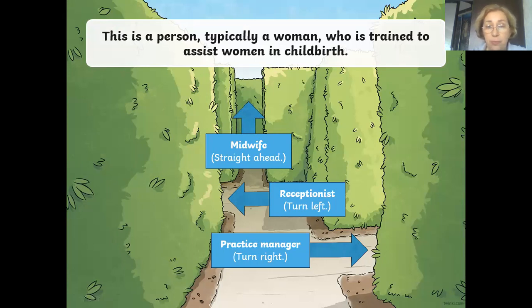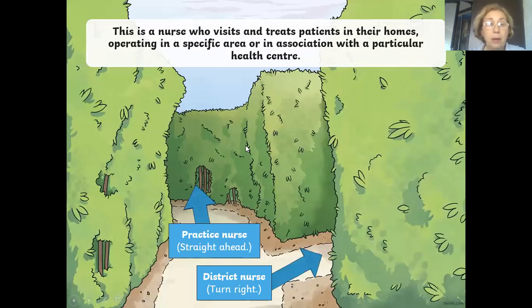Then this is a person, typically a woman, who is trained to assist women in childbirth. Is it midwife, receptionist, or midwife? Midwife. And we should go straight ahead. Well, this is a nurse who visits and treats patients in their homes, operating in a specific area or in association with a particular health center. Is it a practice nurse or district nurse? No, the district nurse.